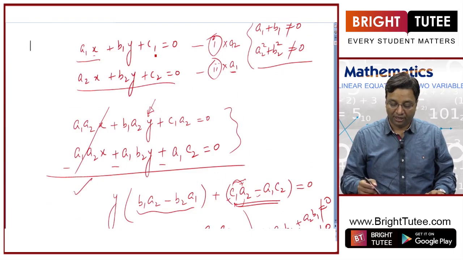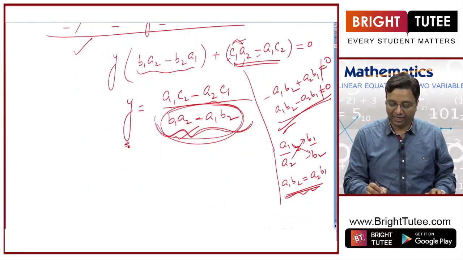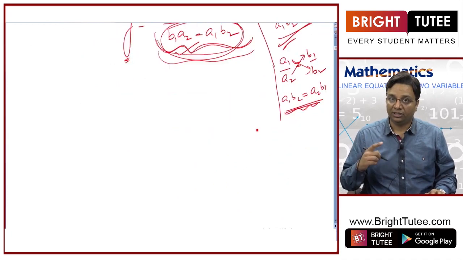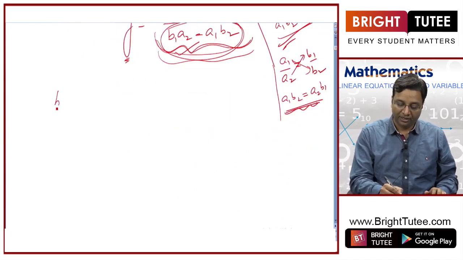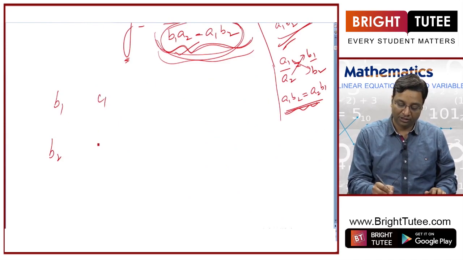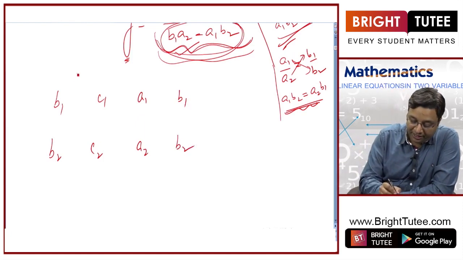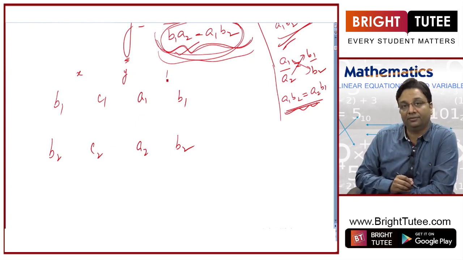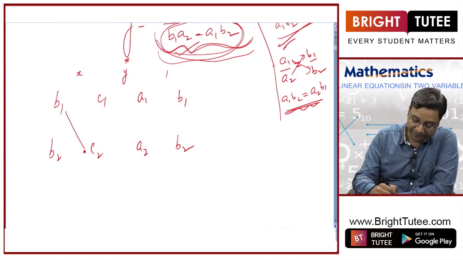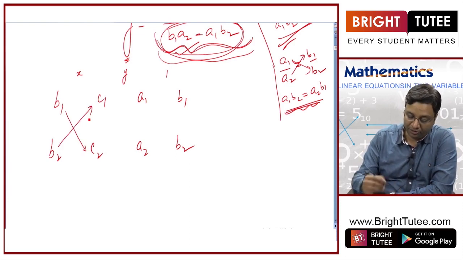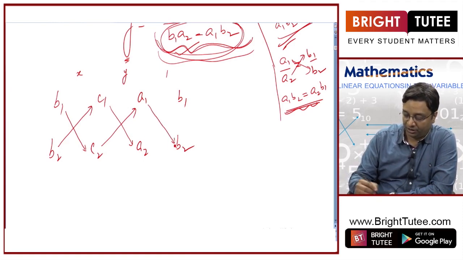How do I do that? By equating the coefficients of y. I'll multiply this equation by b2, this by b1, and I'll get the value of x in this form. Now is the time for the cross multiplication method. You write these coefficients like this: b1, b2, c1, c2, a1, a2, and then you write b1, b2 again. You just write x here, y and 1 here. Now you multiply b1, c2, b2, c1, c1, a2, c2, a1, a1, b2, a2, b1.